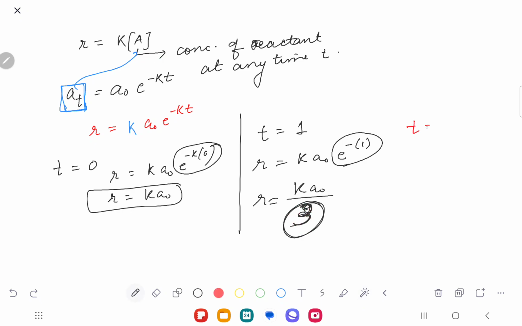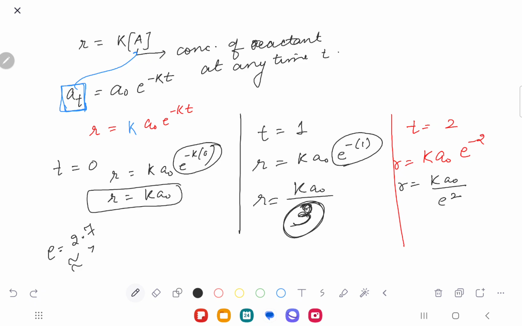Next, at t equals 2 seconds, just put in the value: K A naught e raised to power minus 2 is R. So R shall be K A naught over e square. But the value of e is exactly 2.7 and approximately 3. So if I look at the value approximately, it becomes K A naught by 9. Do you understand how drastically the rate is decreasing?